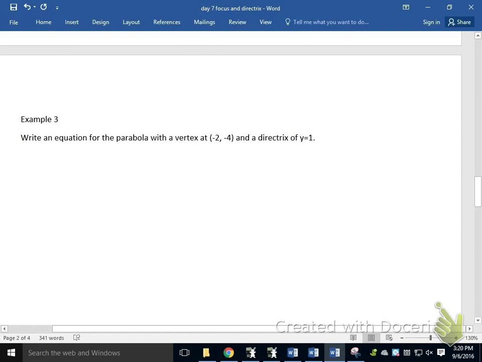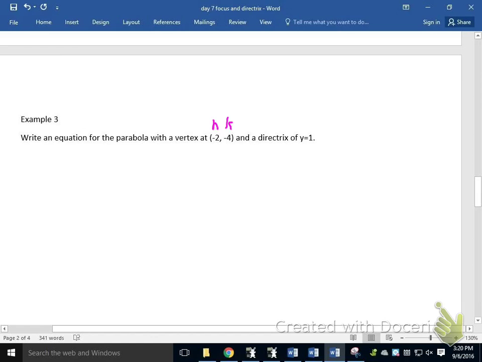Now we're going to go the opposite direction on number 3, where they'll give you information. Maybe it's a vertex and directrix, maybe it's a focus and directrix, maybe even a focus and a vertex, and you're expected to come up with the equation of the line. To do that, I actually already know what H and K are on this problem because they're giving me the vertex, so that's actually really nice.